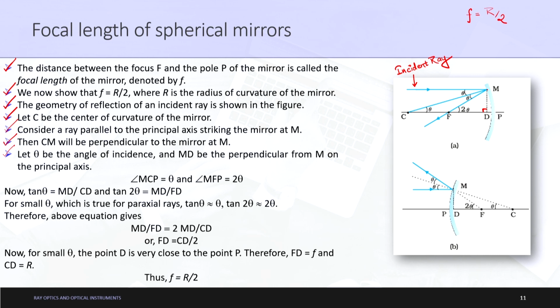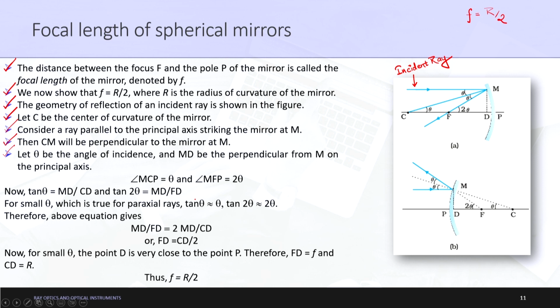Next, as you can see, quite evident, angle MCP is theta, and angle MFP is 2 theta. Why is it 2 theta? Basically you are just using the mathematical formulation, so this angle 2 theta is equal to this angle 2 theta here. Okay, so all these things are understood.